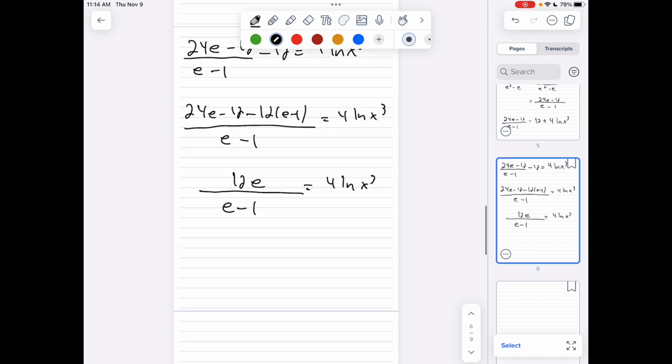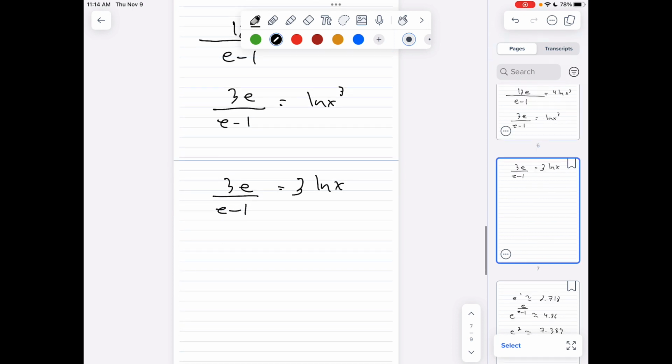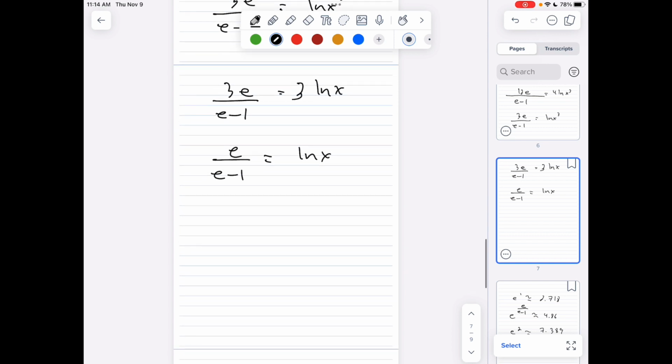And I'm going to divide by 4, and you would get 3e over e minus 1 equals ln x to the third. One step here that I would do is this. By rules of logarithms, we can put any exponent down in front. So using the power rule, I put the 3 in front, and I get e over e minus 1 equals ln of x. Then finally, I would solve by exponentiating both sides. I think that's how you say it.